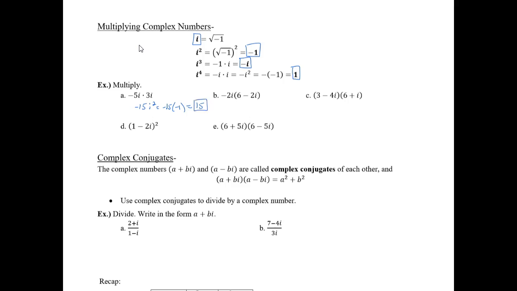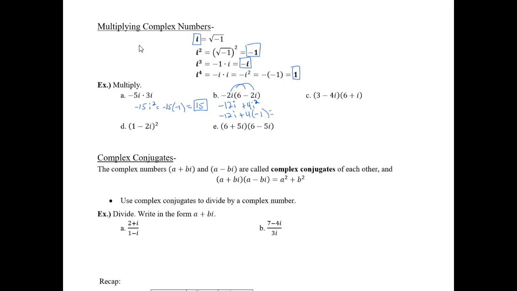If I have one term times a binomial or polynomial, I'm just going to distribute. So negative 2i times 6, we do negative 2 times 6 and get negative 12 times i. Then negative 2i times a negative 2i would be positive 4, and i times i is i squared. Again, I'm never going to leave an i squared as part of my answer. I'm going to change that.